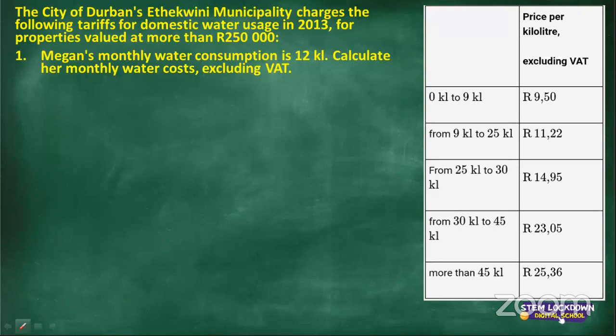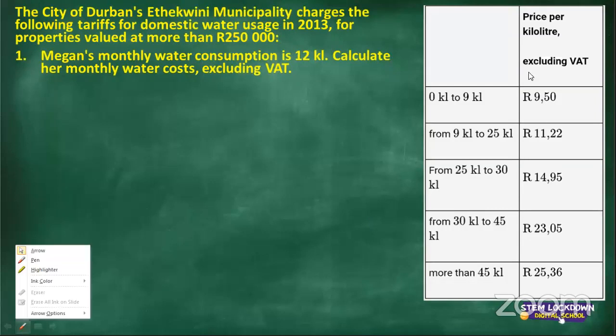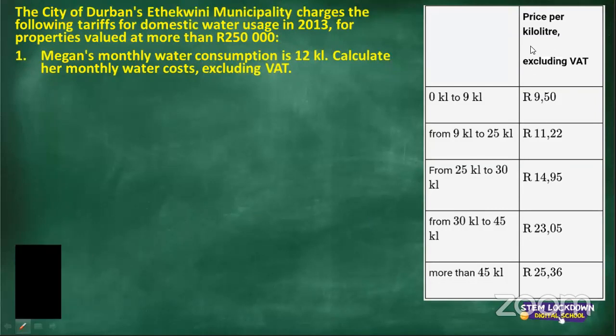So we will focus on the categories here. On the one side, it indicates the kiloliters, and on the other side, it indicates the prices per kiloliter. So we need to work out the total monthly cost that she will pay if she is using 12 kiloliters of water. The water consumption is 12 kiloliters, so we now need to calculate her monthly water costs.